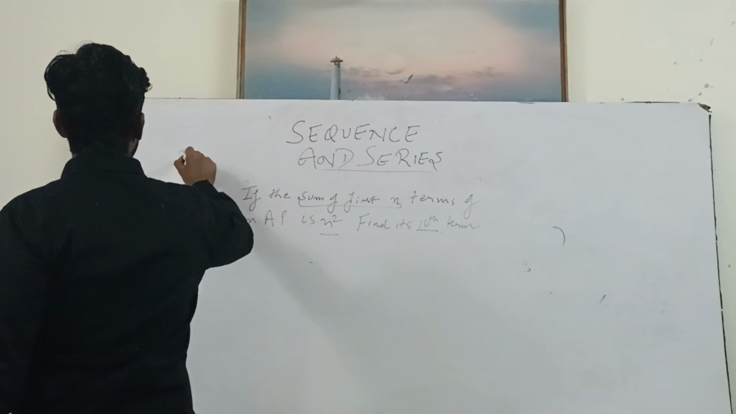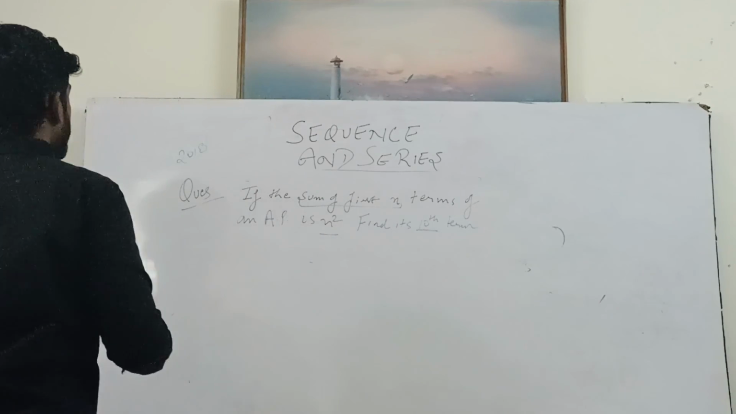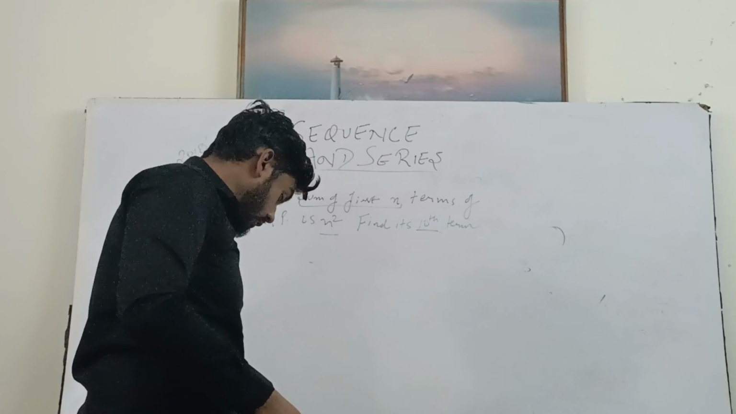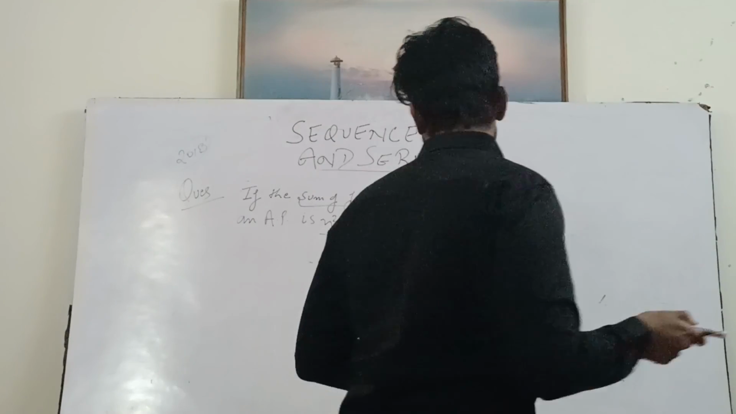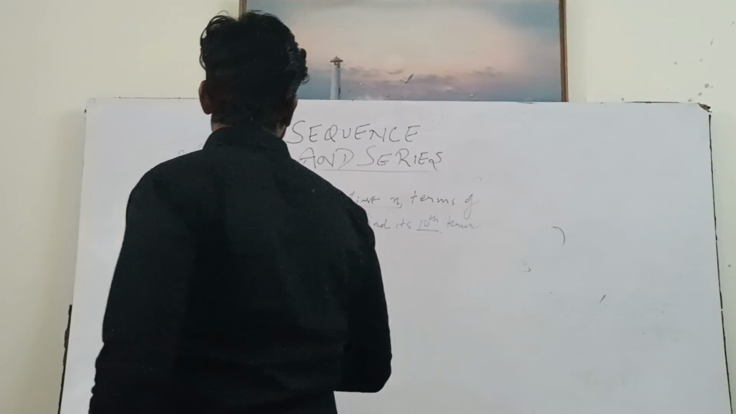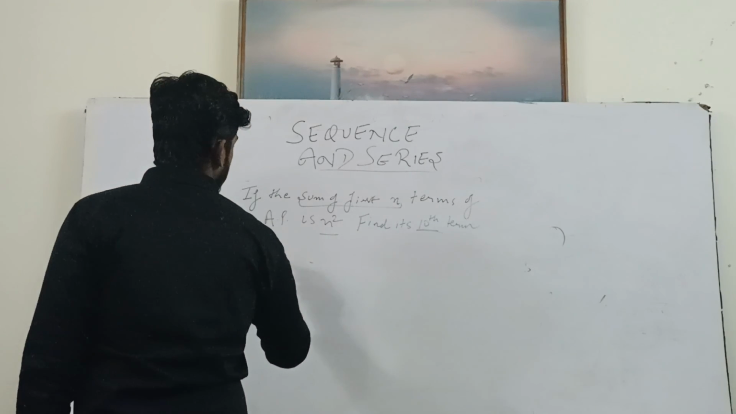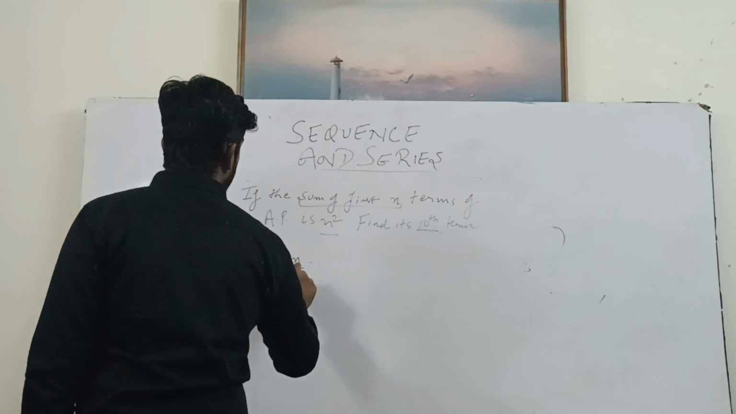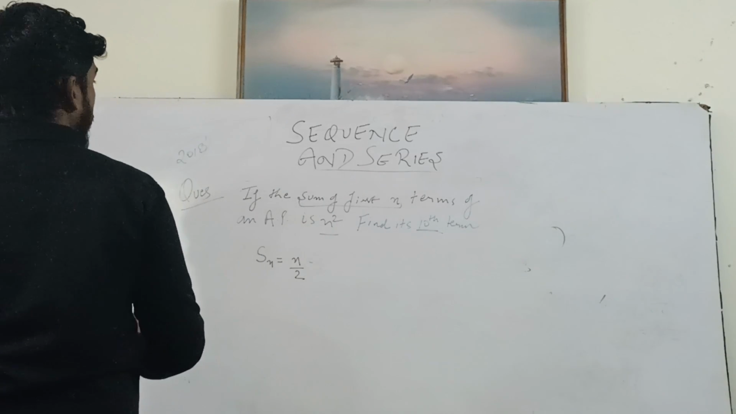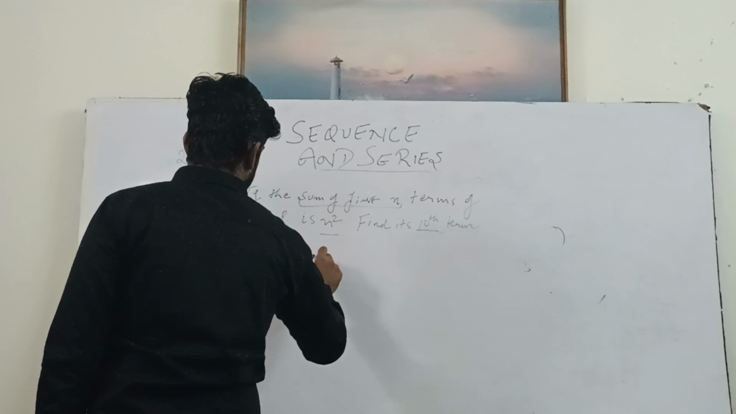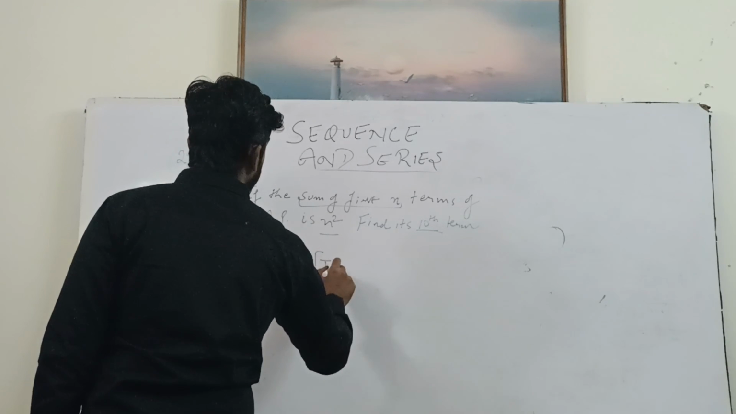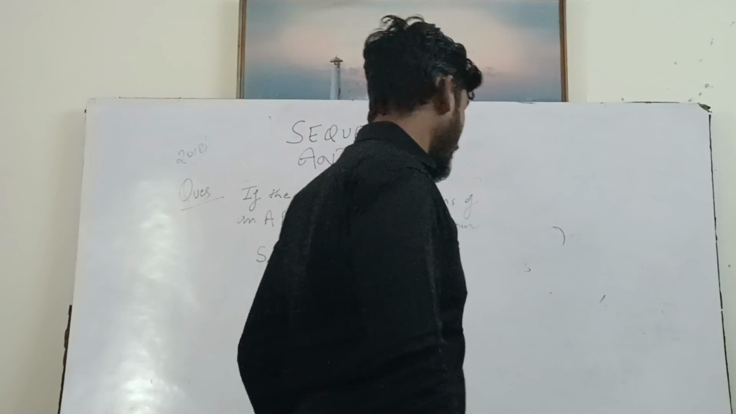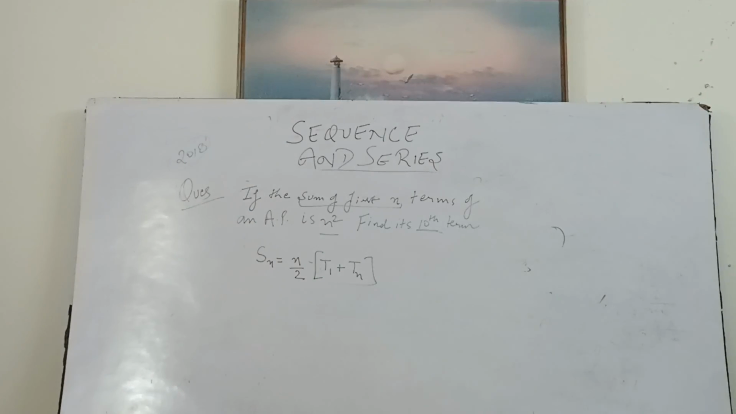ये मेरे ख्याल से 2018 में क्वेश्चन आया था और मोस्ट लोगों ने ये सॉल्व नहीं किया था, स्किप किया था, चॉइस में था क्वेश्चन. क्यों देखते हैं? तो पहले टर्म्स का सम कितना दिया हुआ है, Sn. क्या होता है फॉर्मूला, n/2 t1 प्लस tn होता है. तो बहुत बहुत बेसिक क्वेश्चन है, बहुत ही बेसिक क्वेश्चन है.